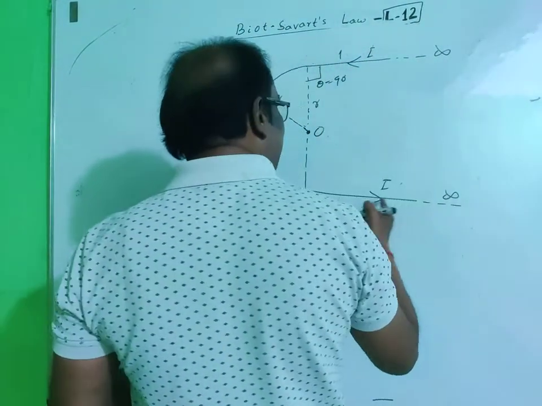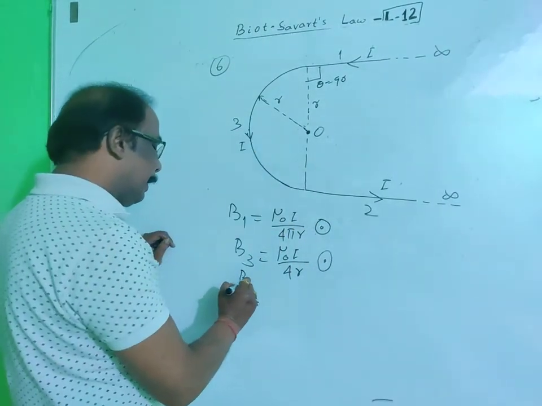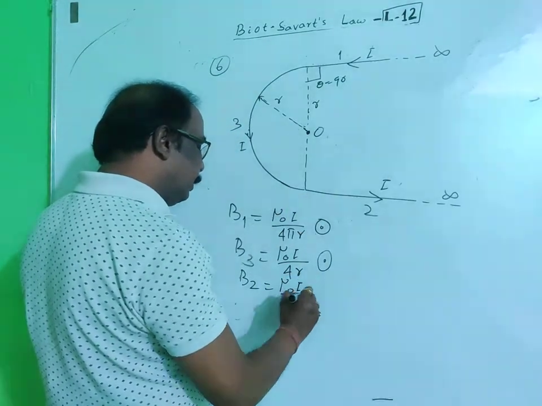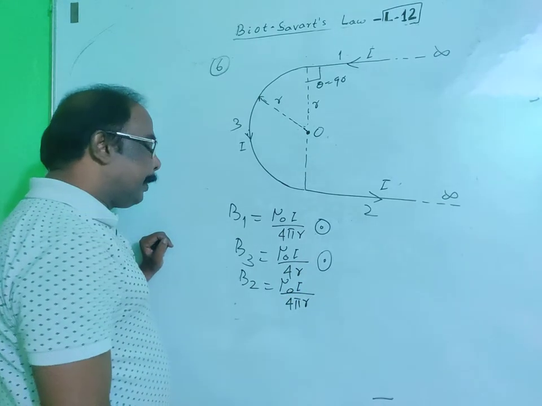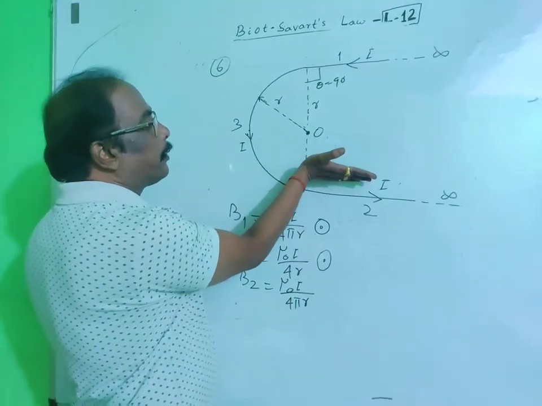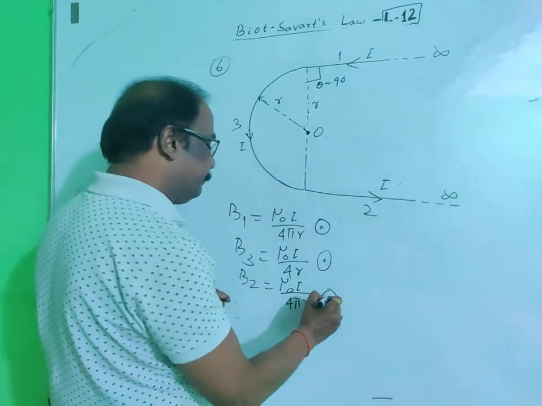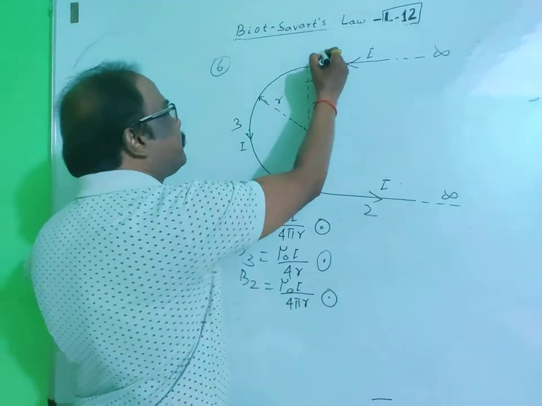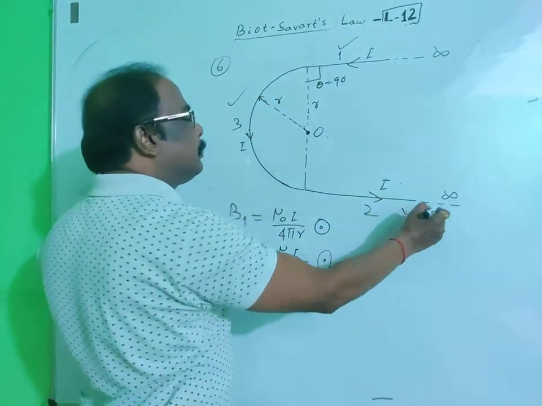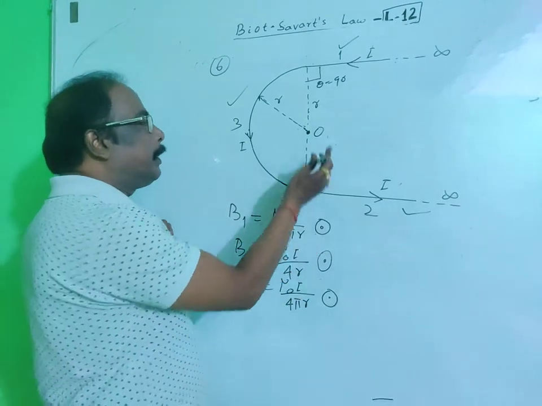Then the magnetic field B3 due to the straight conductor, the formula is again the same: straight conductor of infinite length in one direction, mu naught I by 4 pi R. What is the direction of the magnetic field at O? Keep your fingers along the direction of current and curl towards O. Again the direction is outward. So all these magnetic fields, due to the straight conductors of infinite length in one direction and this semicircle, are in the same direction, outward.